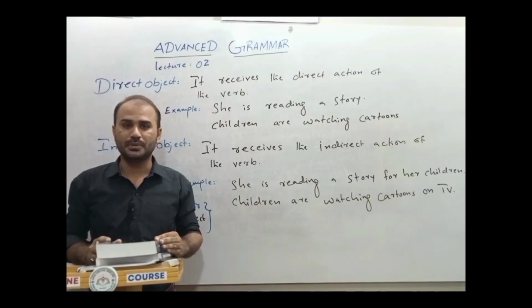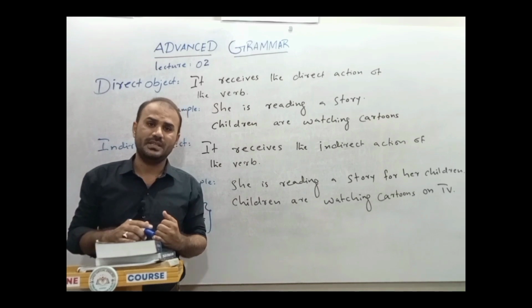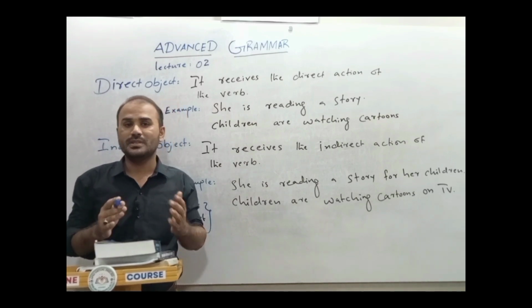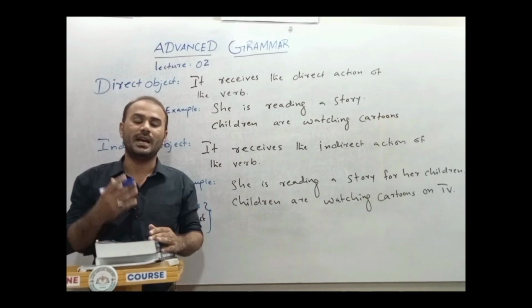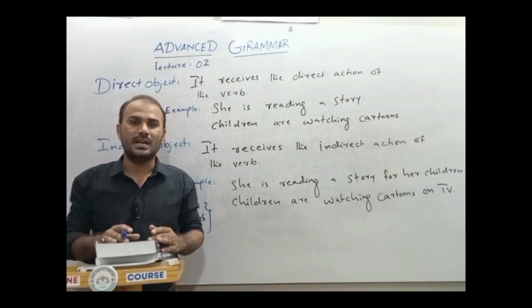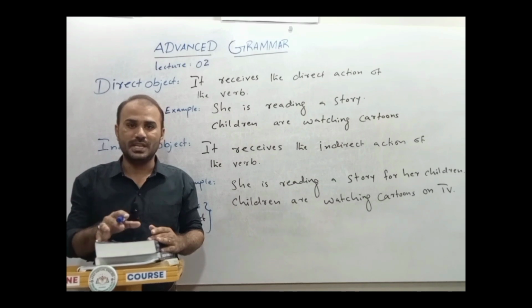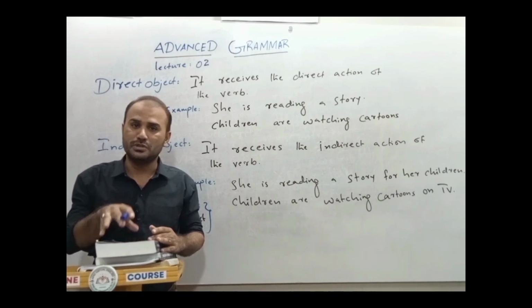We have lecture number 2, and that's about objects, direct object and indirect object. At first, we should know what objects are and how one can identify them in a sentence. Objects are the bearer of the action of the subject in the sentence. They tell you what the action is going to be.